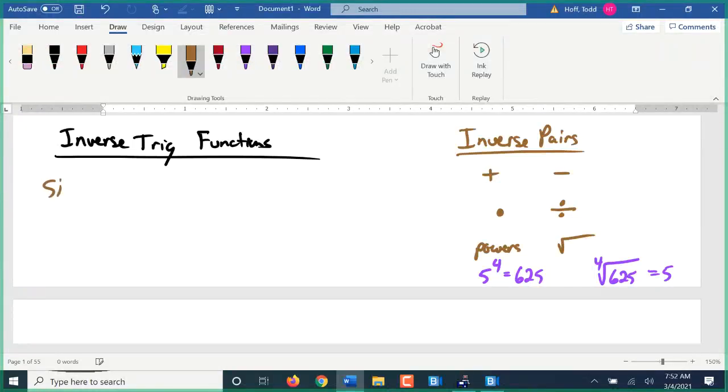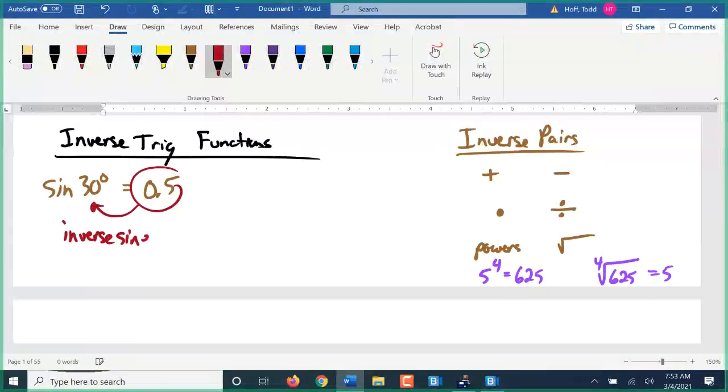If I have the sine of 30 degrees, it gives me 0.5. We have to have some way to get from that 0.5 back to the 30 degrees. And that's an inverse sine. Now, there are several different notations for inverse sine. There are 3 of them that we're going to see in here.